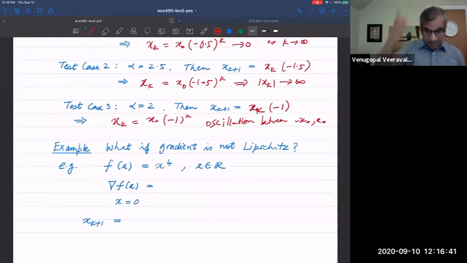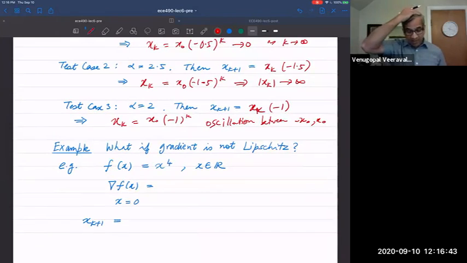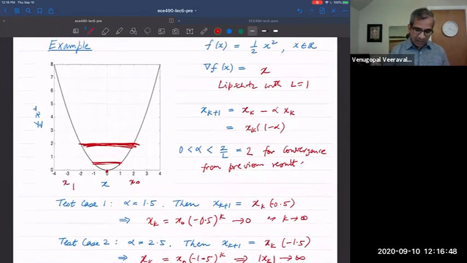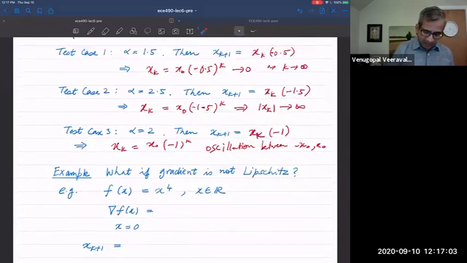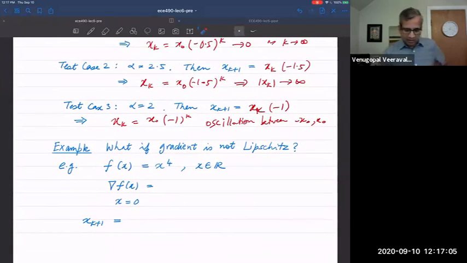Now, what happens if the gradient is not Lipschitz? This was a problem for which the gradient was Lipschitz, but you could still have a step size that's too large, which could result in poor convergence properties. But what happens when the Lipschitz condition is violated? Let's do a simple example of that. I don't know if I can finish it in 3 minutes, but we'll at least get this started.